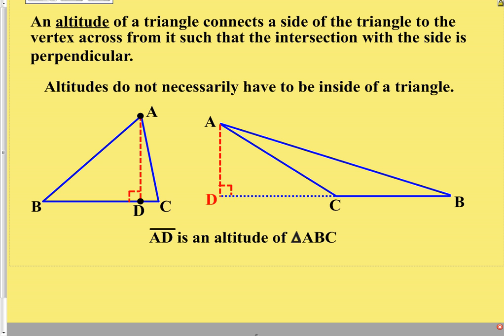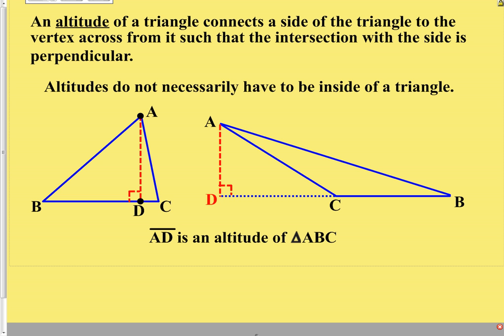Now, also keep in mind, these triangles do not necessarily have to be sitting in the position that they are sitting in. So we could take triangle ABC, we could rotate it, turn it over on its points, or different sides or vertices facing up or down or left or right. It would not have any difference. So do not fall into the trap of thinking altitudes are always perfectly straight up and down. They might be, but they might not be. The fact is they fit the definition. It connects a point to the side across from it such that a right angle is formed. That is an altitude.